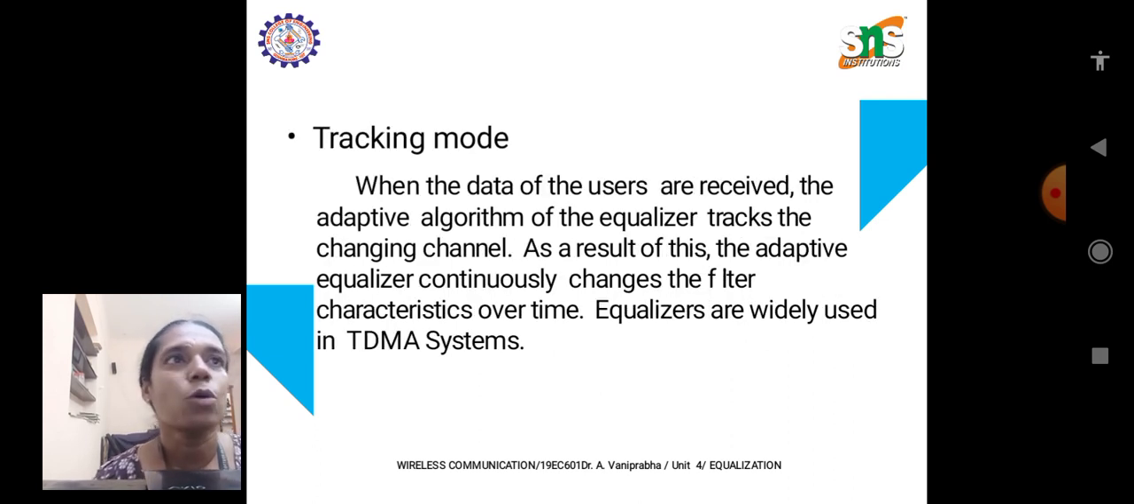In tracking mode, when the data of the users is received, the adaptive algorithm of the equalizer tracks the changing channel. As a result, the adaptive equalizer continuously changes the filter characteristics over time. Equalizers are widely used in time division multiple access systems.